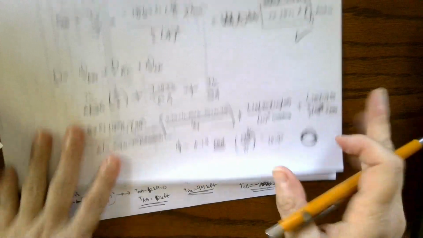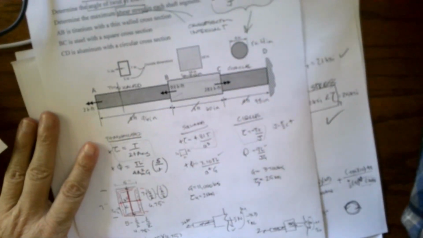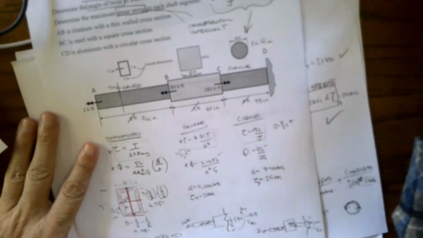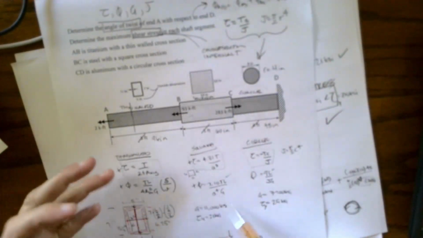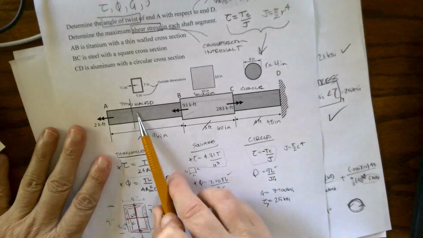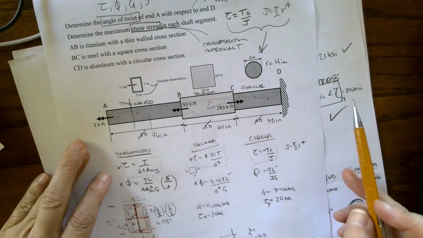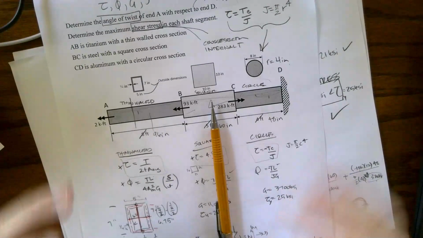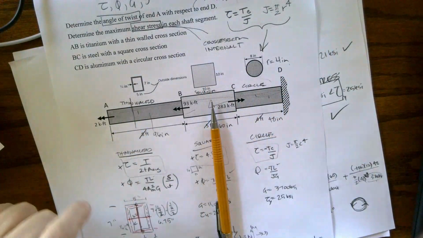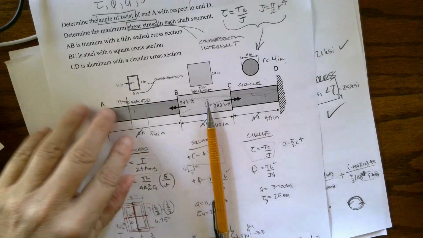So this is how you would set up a problem, even if it was all the same roundness. You're going to set this problem up the same way. You have to find your internal torques. You have to figure out what your materials are, all of that kind of stuff. So this applies to any type of torque problem. It's free to rotate, okay? And we have to find internal torques all the way down.